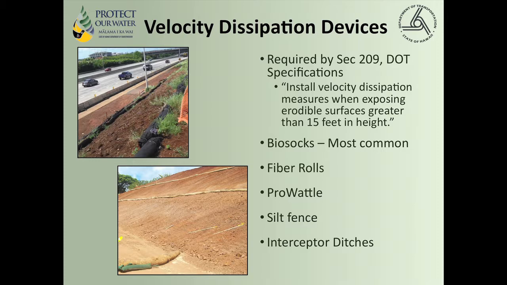Biosock seems to be the most common that contractors use. Pro wattles have an application for this. Silt fence, interceptor ditches. The slide on the bottom is showing you two sets of dissipation devices, and these were actually straw wattles. Whatever you use, they have to be installed per manufacturer's specifications. These straw wattles are actually in a shallow trench, and they're staked down.